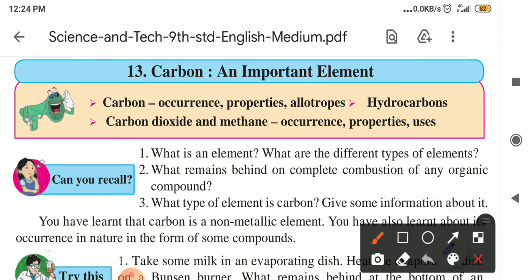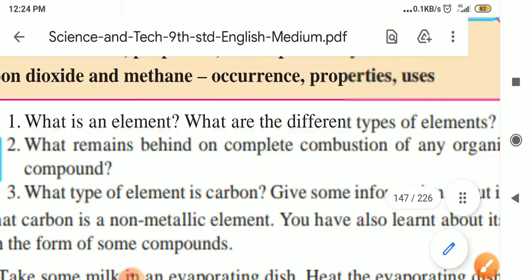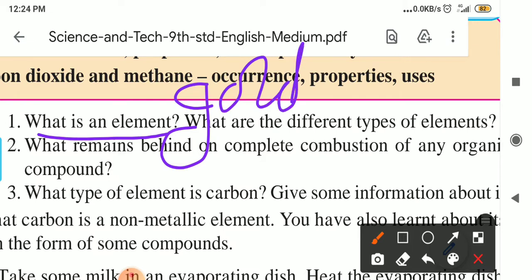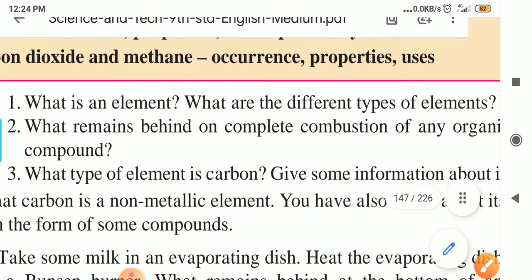So here, what can you recall? What is an element? The answer to this question is that if a substance is made up of one type of atom, then it is called an element. For example, take gold. Scientifically we call it aurum, and its symbol is Au for aurum. This aurum is called gold.